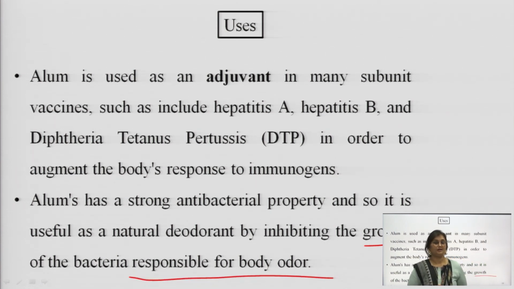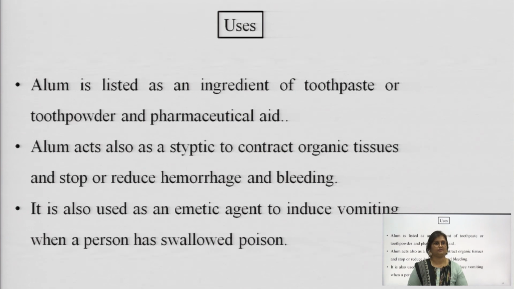So these are the major uses of alum: first it is used as an adjuvant, second it is used as a strong antibacterial agent in deodorants. Alum is listed as an ingredient of toothpaste or tooth powder and as a pharmaceutical aid. Alum also acts as a styptic to contract organic tissues and stop or reduce hemorrhage and bleeding. It is also used as an emetic agent to induce vomiting when a person has swallowed poison.